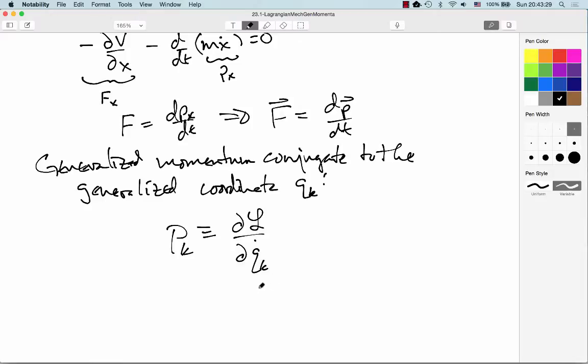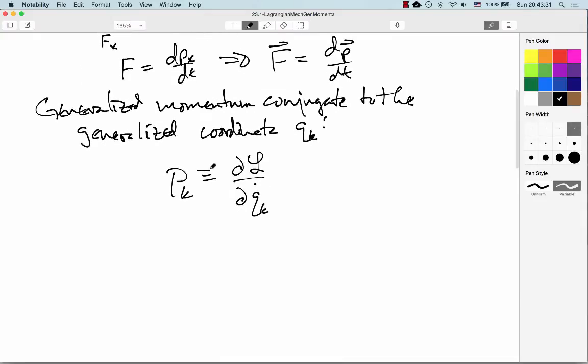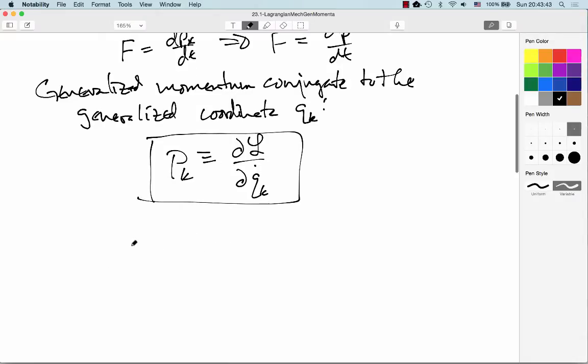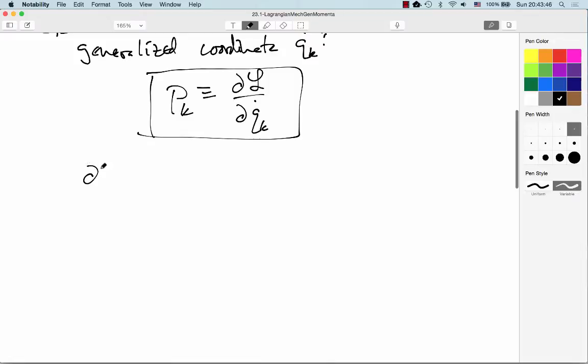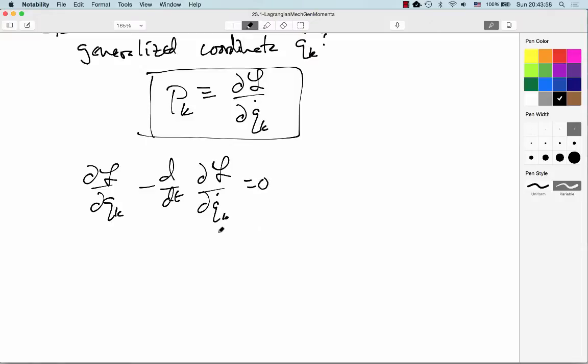So we can go ahead and look at Lagrange's equations of motion for our q_k-th coordinate. So partial L partial q_k minus d dt of partial L partial q_k dot is equal to 0. So that will become partial L partial q_k minus d dt of p_k equals 0.